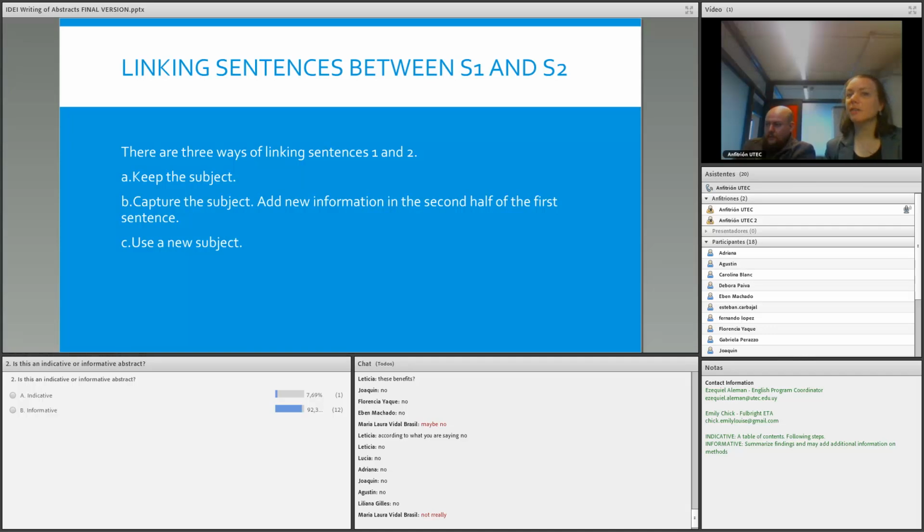And so once you have your first sentence, one really important thing is deciding how to link the first and the second sentence. And there are 3 ways that you can do that. You can either continue with the same subject that you started with in the first sentence, or a second way is to capture the subject. So you do that by adding new information in the second half of the first sentence to lead into what you want to talk about in the second sentence. Or the final way is to use a completely new subject.